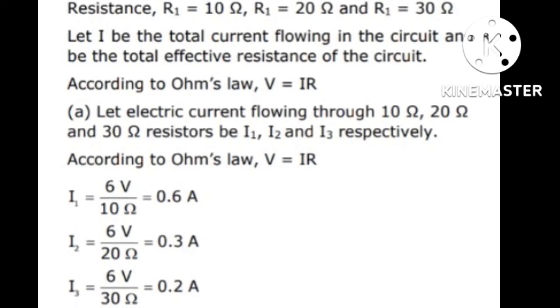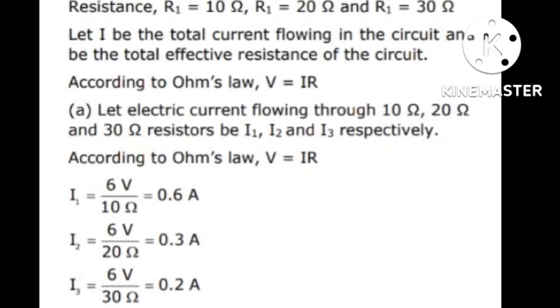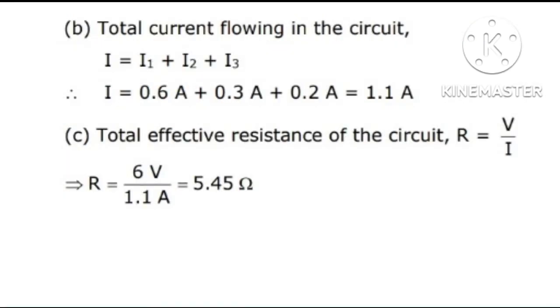We have calculated the current through each resistor. By using that, we can calculate the total current flowing in the circuit, right? That is the second question. So how we can calculate: I is equal to I1 plus I2 plus I3. So we can substitute the values of I1, I2 and I3. Then we will get the total current. I is equal to 0.6 ampere plus 0.3 ampere plus 0.2 ampere. That will be equal to 1.1 amperes.